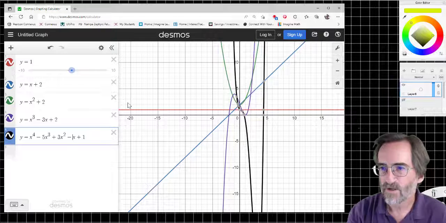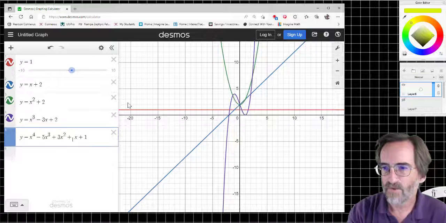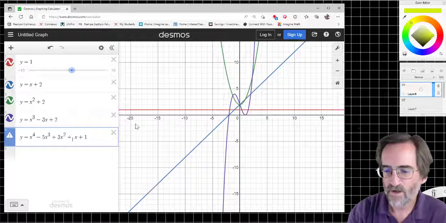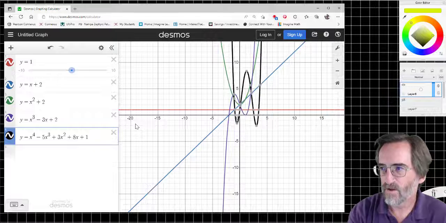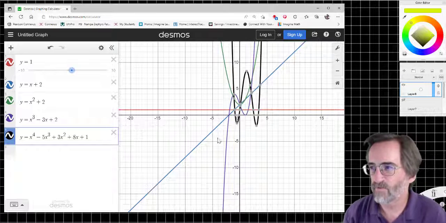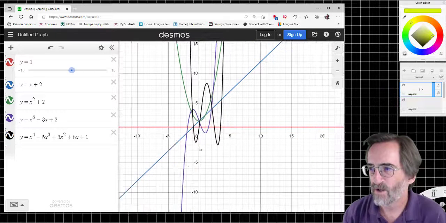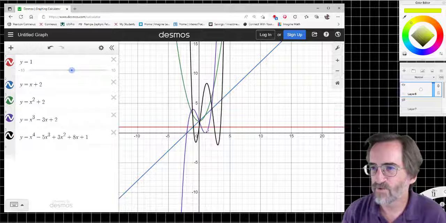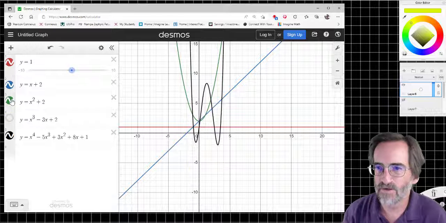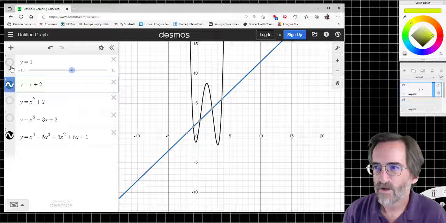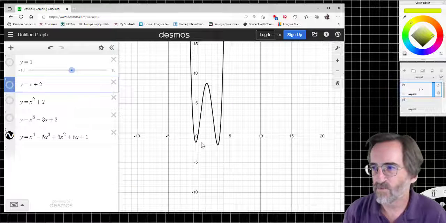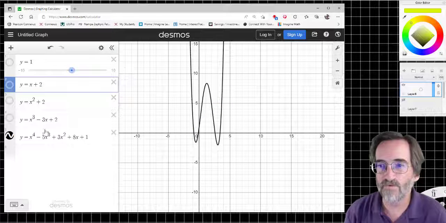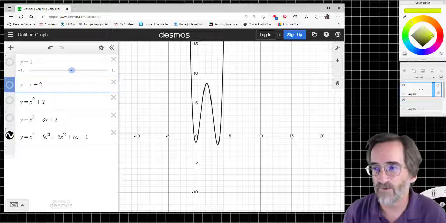Let's see if we can minus 8, no, plus 8. There we go. That's a little better curve for what I'm looking at here. It has 1, 2, 3 S-curves. Let's hide the rest here. Okay, it has 1, 2, 3 curves. Notice it's a 4th order polynomial.